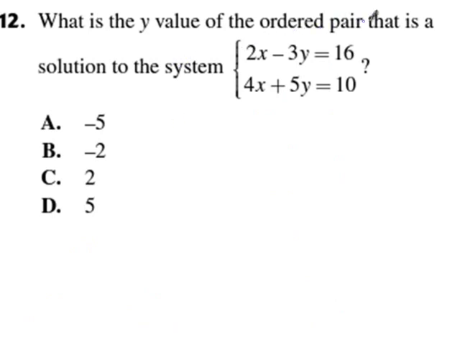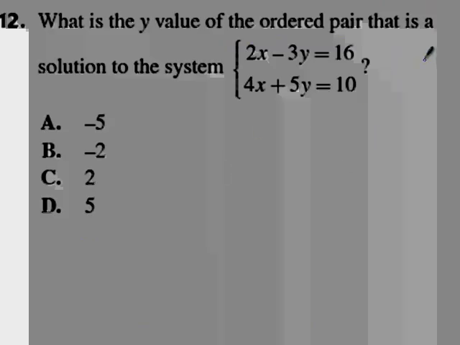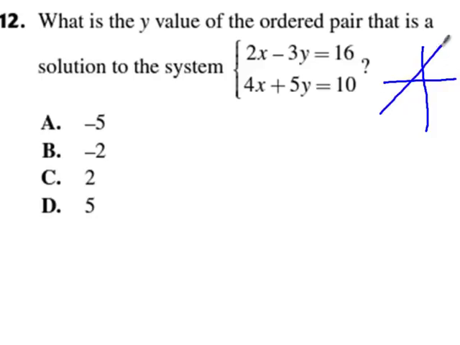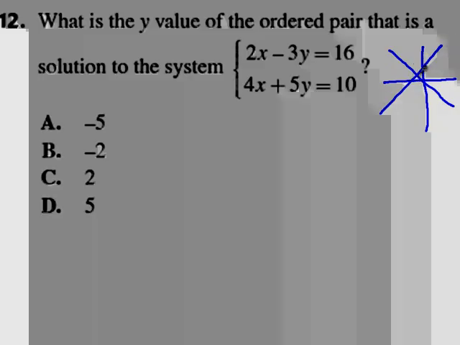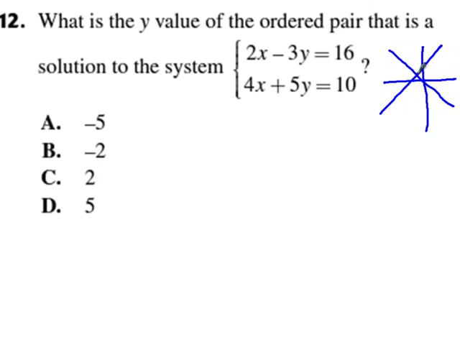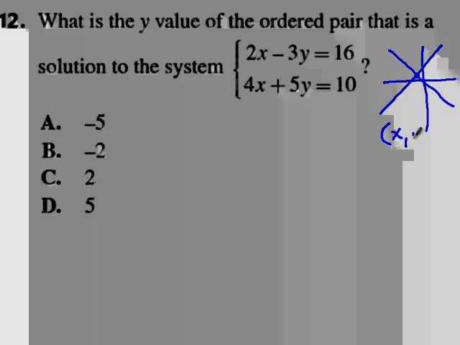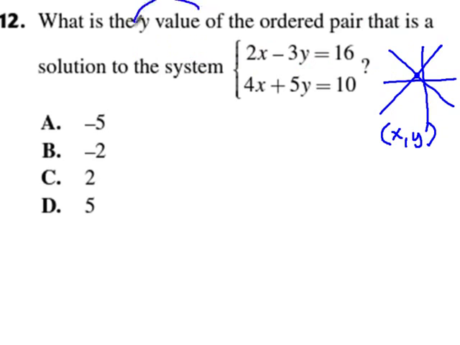What is the y value of the ordered pair that is the solution of the system? So you have here two linear equations. So you can now imagine that you have two equations. Let's say this is the first, this is the second. Although we do not know exactly where they are going to intersect. The point of intersection of the two lines would be the solution of the system. And any point has an x and a y coordinate. And in this problem, we are asked about what is the y value.